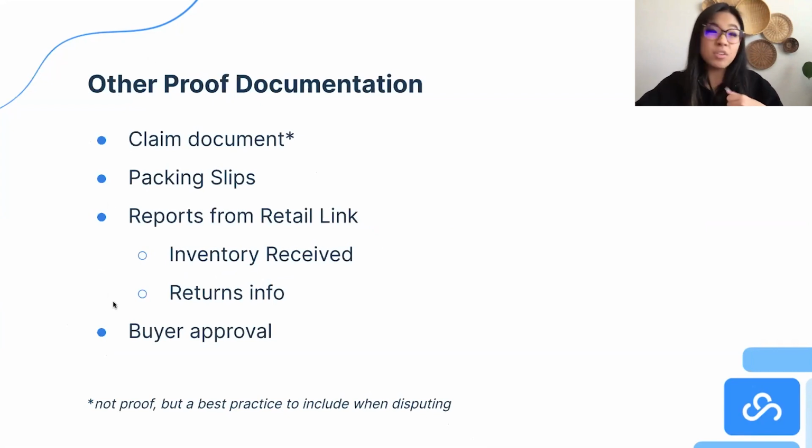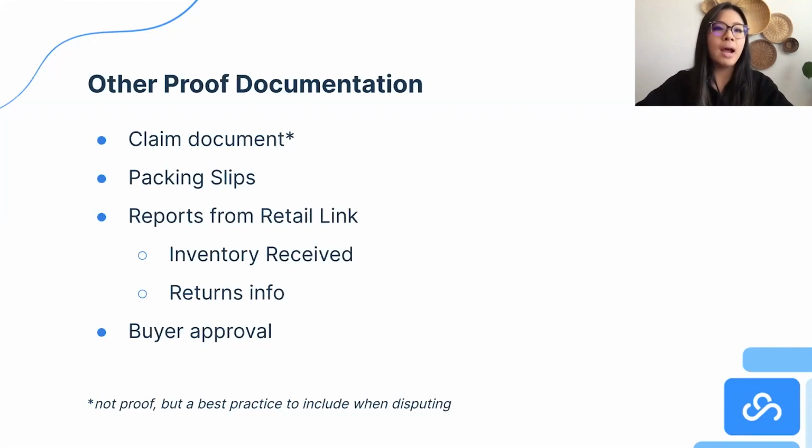These are other types of proof documentation that we've seen be successful in the APDP and buyer dispute process. Things like claim documents. Again, you can see the asterisk there, not proof, but the best practice to include when disputing. Also packing slips if available, and reports from Retail Link, so you can utilize the Decision Support app for inventory received or returns information, buyer approval emails, all of that good stuff.